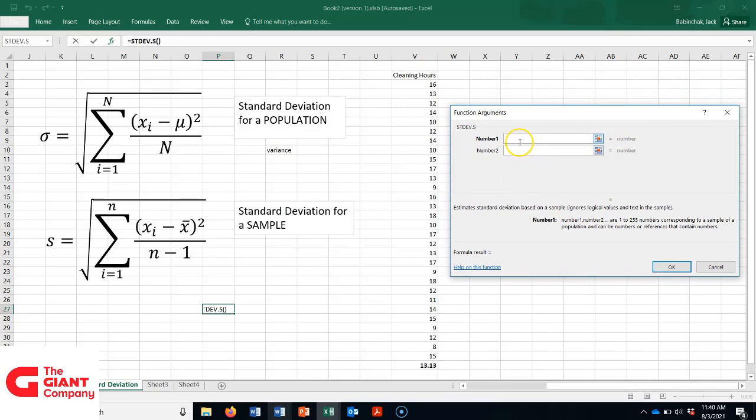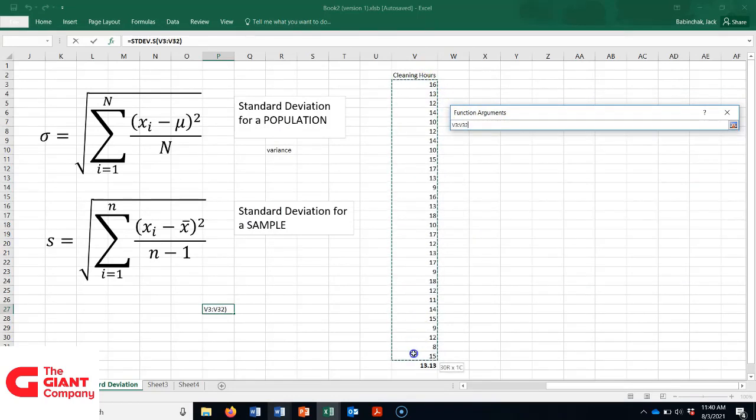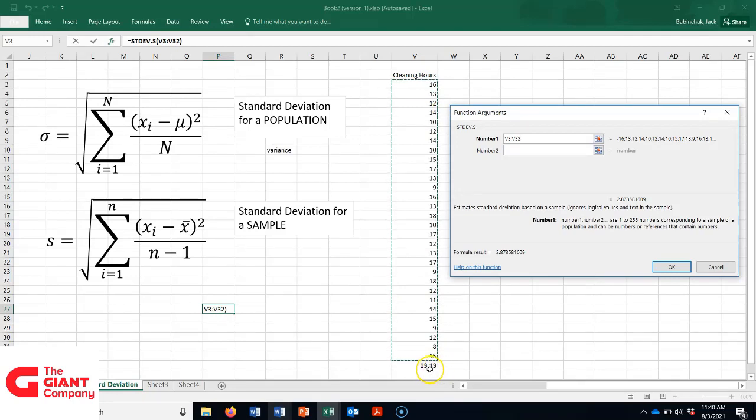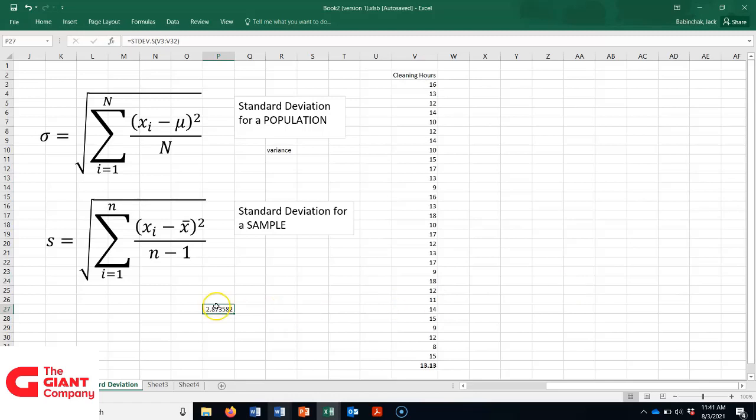The first set of numbers is just going to be this here. I'm not going to include the average in there. If you do calculate the average, make sure you don't include it in the actual numbers themselves. So if you look real quick, you can see right here, 2.873 is the sample standard deviation.